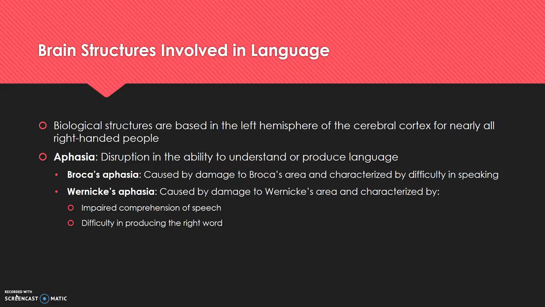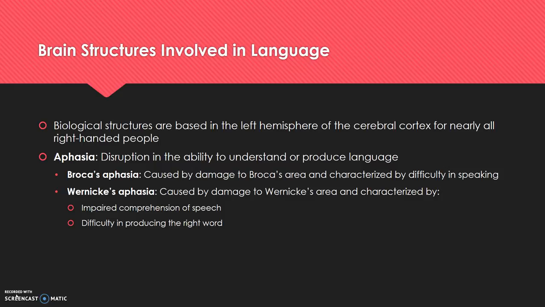So the production of language, in terms of the physical production, is impaired with Broca's aphasia if there's damage to Broca's area in the left hemisphere. But receptive language, what we understand, is not at all affected.